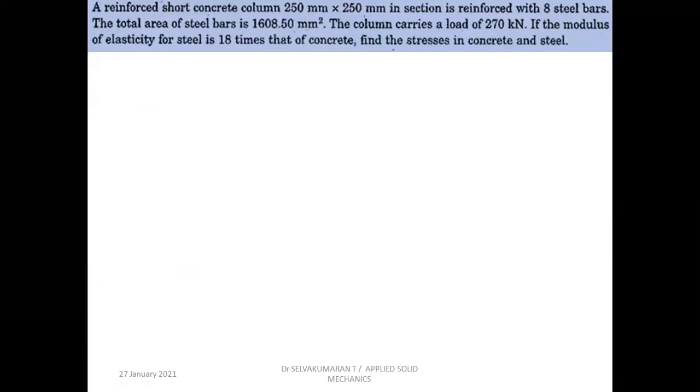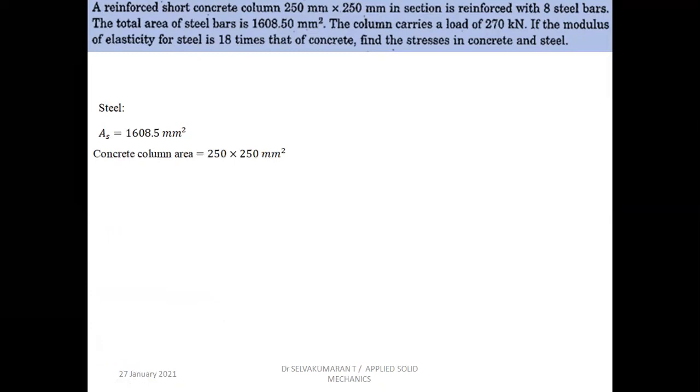Next problem. A reinforced short concrete column 250 by 250 mm in section is reinforced with 8 steel bars. The total area of steel bars is 1608.50 mm square. The column carries a load of 270 kilonewton. If the modulus of elasticity for steel is 18 times that of concrete, find the stresses in concrete and steel.